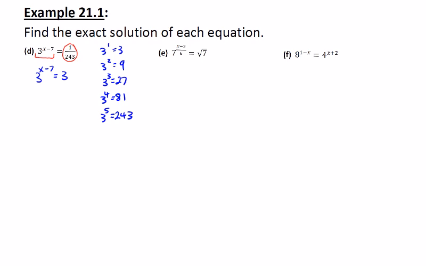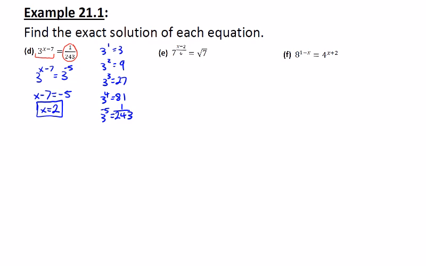But what we have here is 1 over 243, which would be the reciprocal. So if I was to put a negative on the exponent, that would make the answer become 1 over 243. So let's use negative 5 as the exponent, and now I can set the two exponents equal to each other. X minus 7 is equal to negative 5, in which case I then get x must equal positive 2. Let's try the next one.